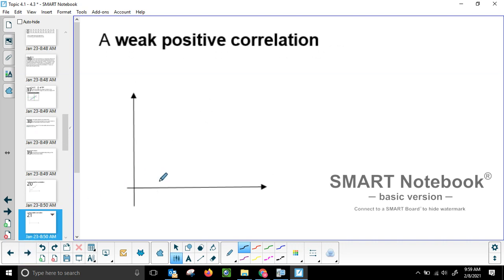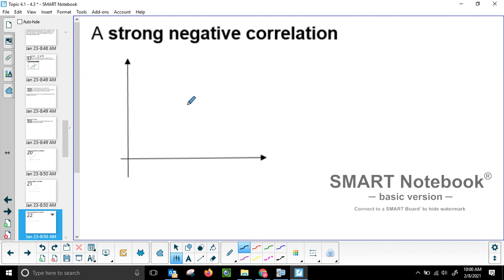A weak positive correlation is where the dots would be a lot more spread out, but still, in general, as the x variable gets higher, the y variable does too. It's just not quite as tight and compact, and it's not quite as cut and dry. Some of these points can still be a little bit lower than what you might expect them to be.